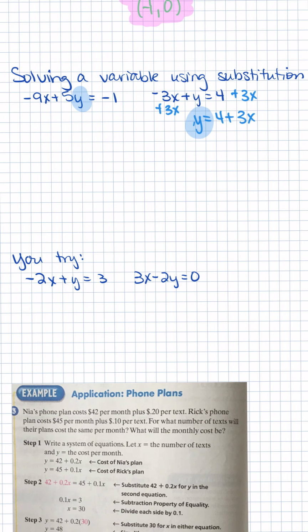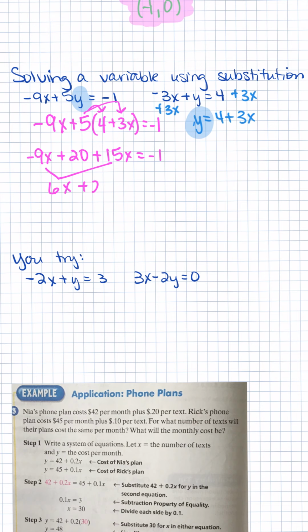So then we have negative 9x plus 5, plug this in, times 4 plus 3x equals negative 1. Go ahead and distribute the 5. So we now have negative 9x plus 20 plus 15x equals negative 1. Combine like terms. That's going to equal 6x plus 20 equals negative 1.